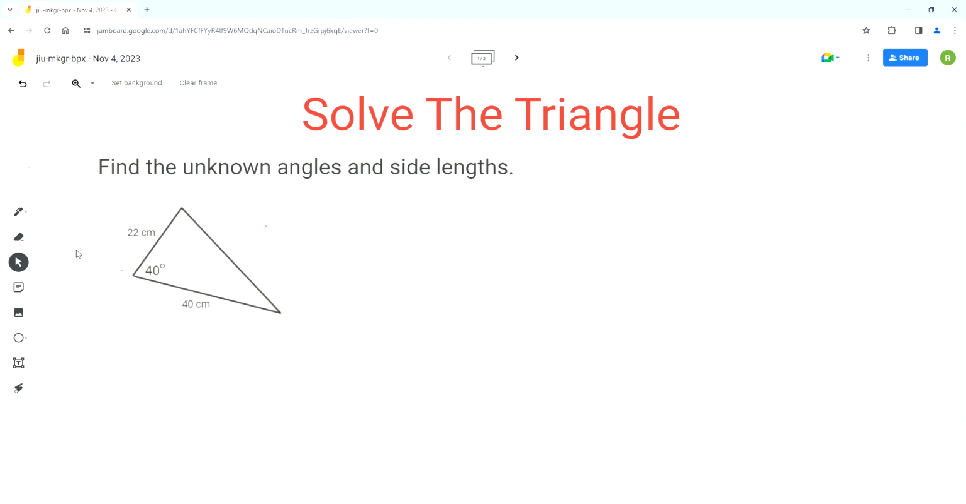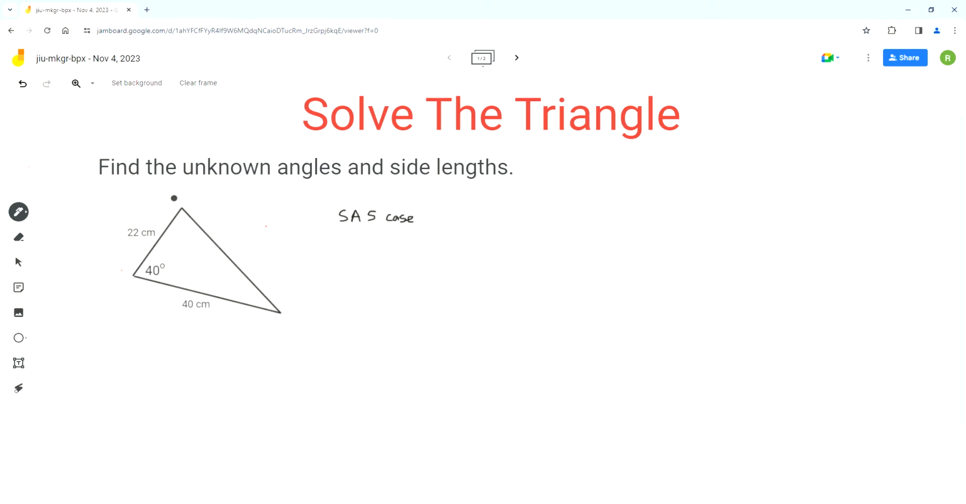So in this video, we will solve this triangle. And that means we have to find the unknown angles and side lengths in this triangle. In this triangle, we are given two side lengths and we are given the included angle, or the angle made by these two known sides. So that means this is the SAS case. So we know two side lengths and the angle made by them. So for SAS case, we can use cosine law to find the length of the third side.